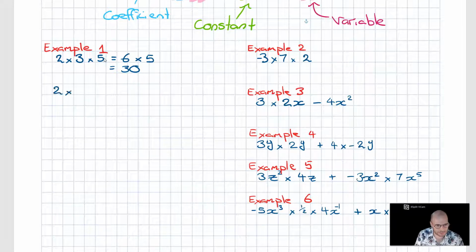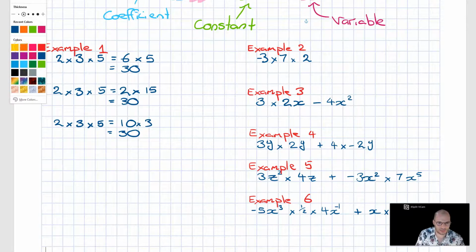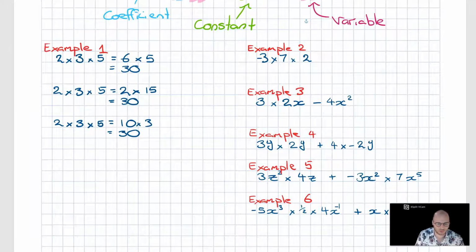Similarly, if we redid it, we could go 3 times 5, so we'll go 2, then 3 times 5 is 15, and 2 times 15 is 30. And finally, let's go one more time. We'll go 2 times 5, that will be 10, multiplied by 3, and that will be 30. So one of the first rules that we're going to look at is it doesn't actually matter the order in which we multiply factors together, we always get to the same result.